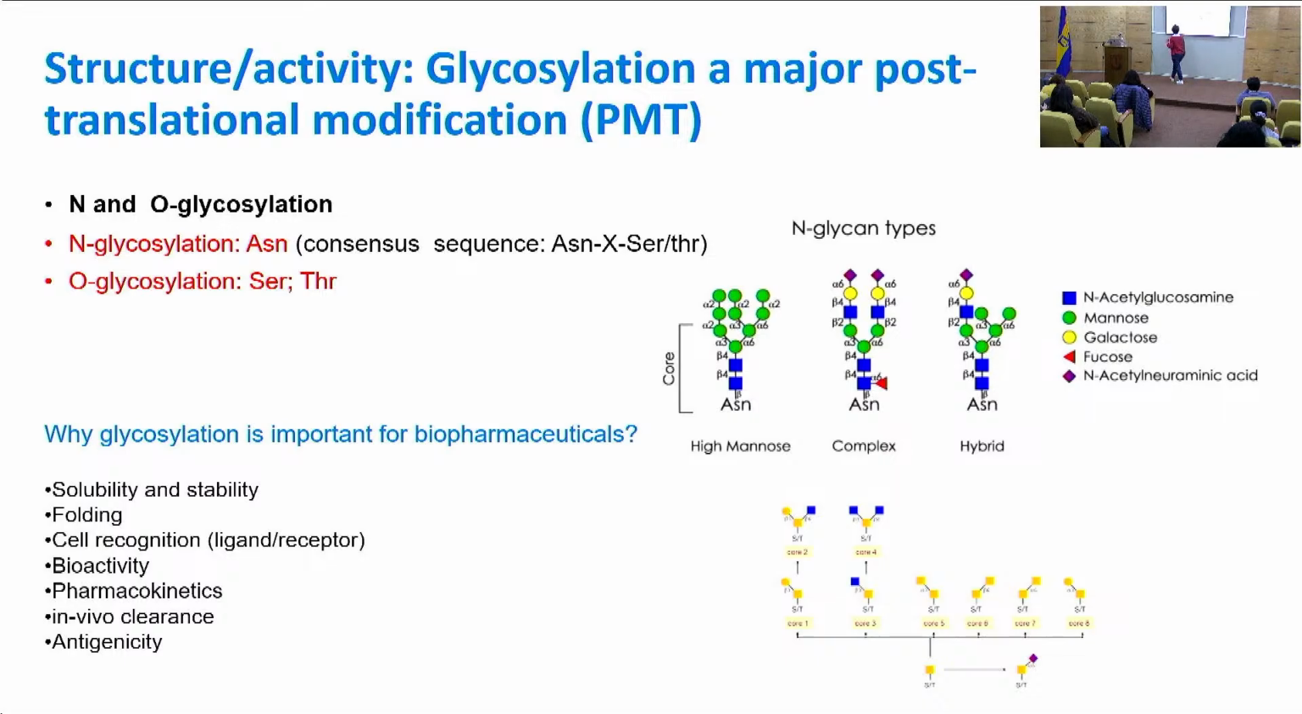And why are they important for biopharmaceuticals? Because they impact the drug product's solubility and stability. They are also important in folding, and in processes involving cell recognition and especially binding on receptors. Also their bioactivity and pharmacokinetics, because we know that when they are less glycosylated, the in vivo time is reduced as they are captured by the liver cells. And their elimination, as well as their antigenicity.